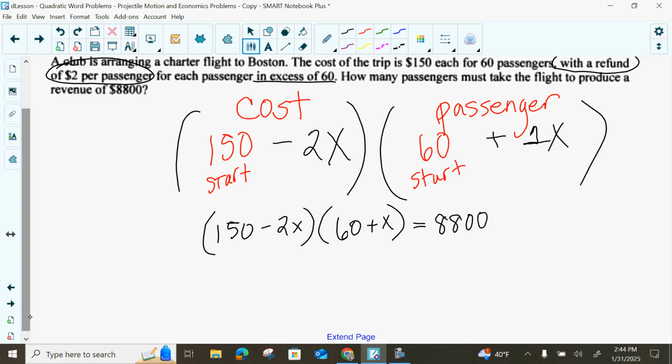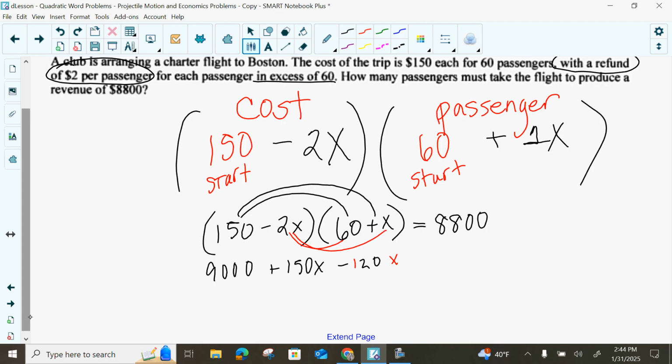What do we have to do on the left-hand side? We have to FOIL it, right? So this is where you want your calculator because some of these numbers are going to be big. So if I FOIL it, 150 times 60. Again, if you guys can check my numbers too, because I made mistakes earlier today. So 150 times 60, 9,000. 150 times x, 150x. Negative 2 times 60, negative 120x. Negative 2x times x, negative 2x squared.